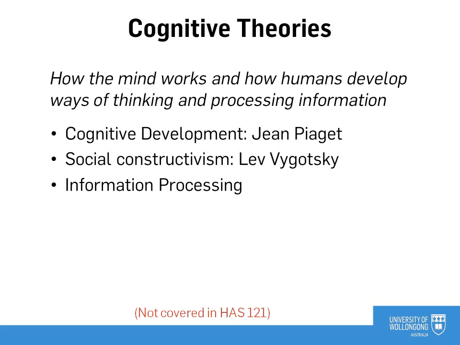These are a set of theories that look at how the mind works and how humans develop ways of thinking and processing information. So if you took the Psych 101 class last semester, you would have looked at cognitive theories and information processing with Dr. Leonie Miller. Two key figures in this area in terms of developing theories are Jean Piaget and Lev Vygotsky, looking at how children develop cognitively. I just want to mention them as important theorists in human development, but we're not going to be going into these theories this semester.